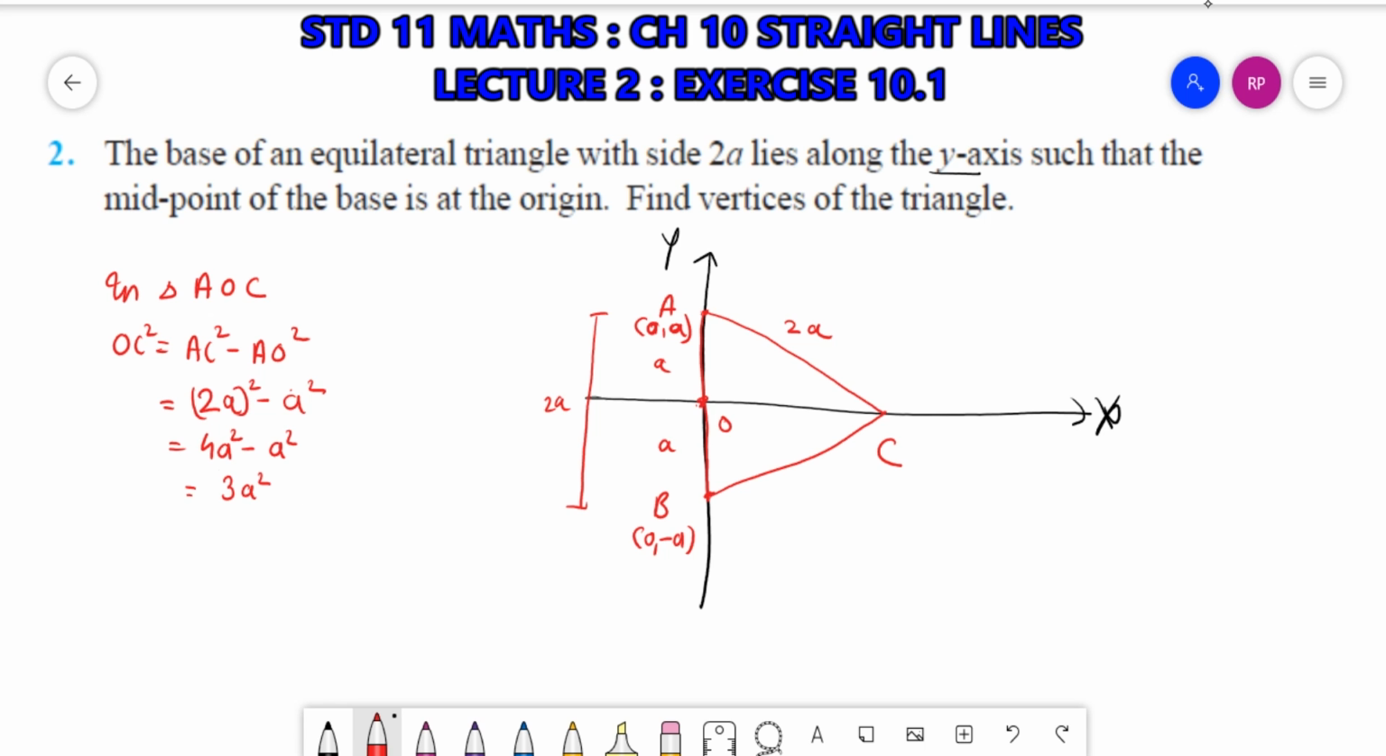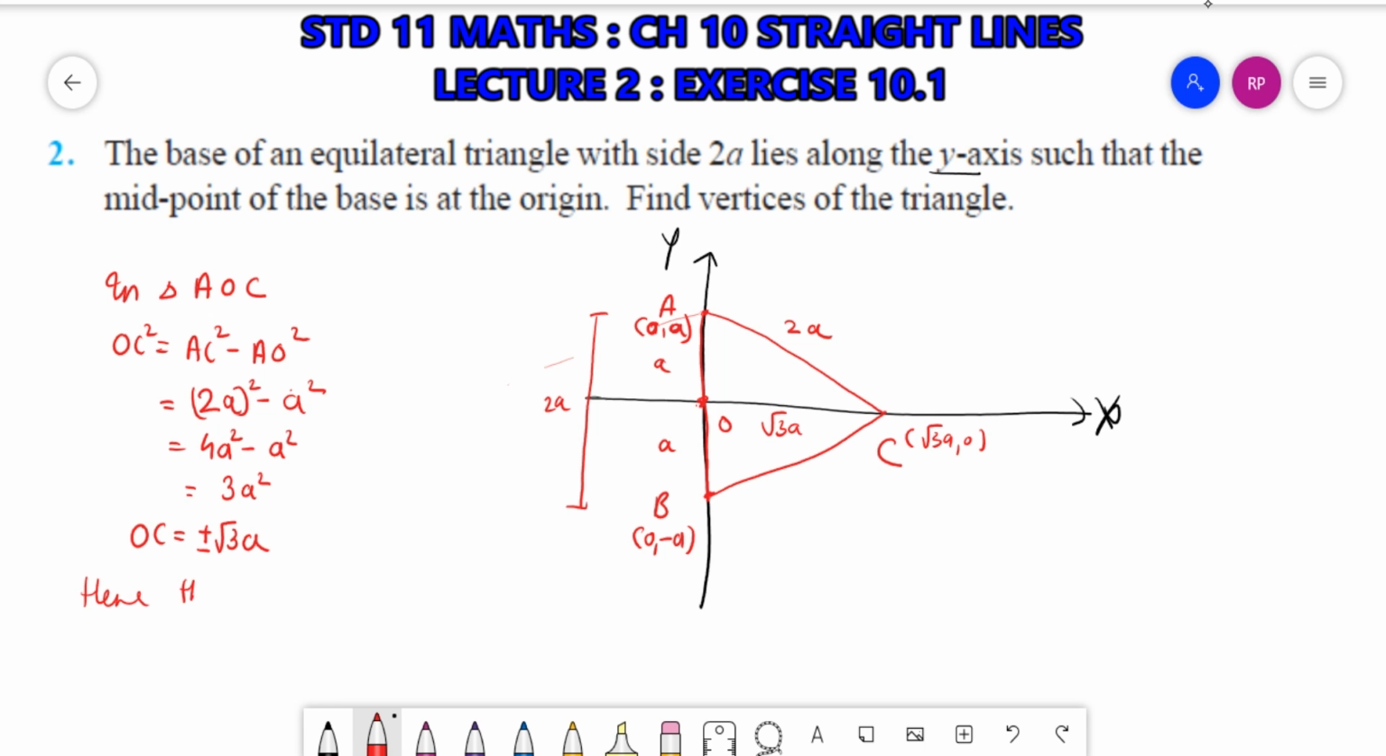So OC square is 3a square. So OC will be equal to plus minus root 3 a. Right? On this side it's root 3 a, but if you imagine the other side, then it will be minus root 3 a. Clear? So OC is root 3 a, and the coordinates will be (root 3 a, 0). On the other side, it will be (minus root 3 a, 0).